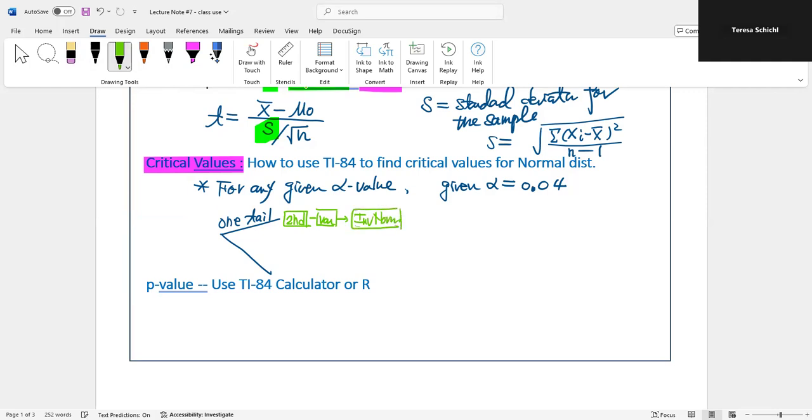Okay, then your area, so input your area. The area you will say is 1 minus your alpha value here. So this is 1 minus 0.04. Area is 1 minus 0.04, then you will get the value. Here, like we say, it's 1.75, right?